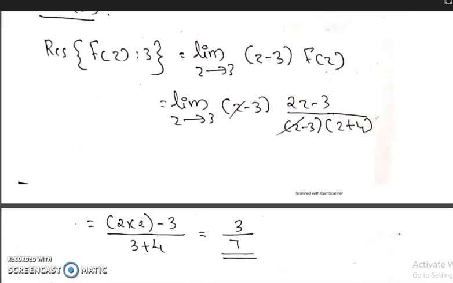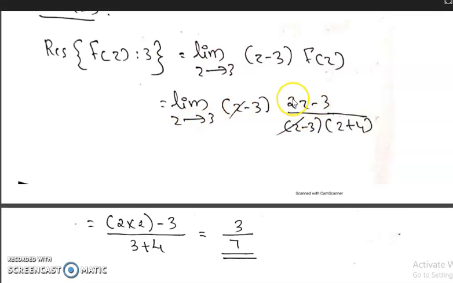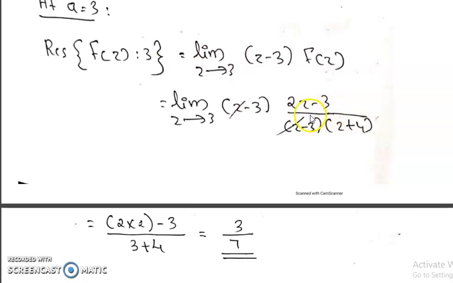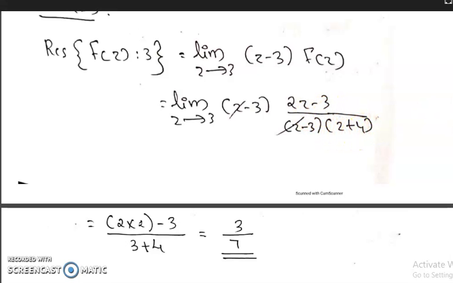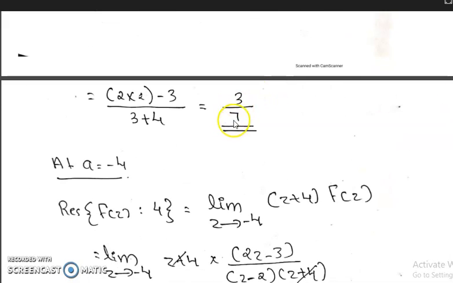So, substituting that, (z - 3) will be cancelled. We get this. Now, z tends to 3. Instead of z, you substitute 3: (2 times 3 - 3)/(3 + 4). So, substituting that, we get the answer, that is 3/7 is the residue.